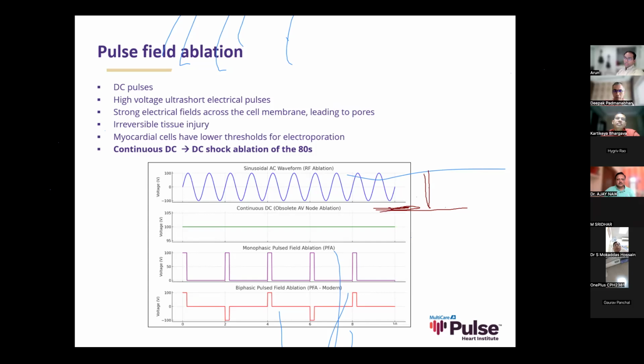But in DC pulsed field ablation, we use DC pulses. Instead of using a longer continuous DC pulse, they use extremely ultra short pulses of electrical impulses, and these strong electrical fields across the cell membrane lead to pores in the cell membranes, and that leads to irreversible tissue injury. The way it's helpful is because myocardial cells have a much lower threshold compared to any other tissue in the surrounding regions. And so that's why electroporation is so focused, and it's becoming so popular, because the risk of collateral damage is extremely low.